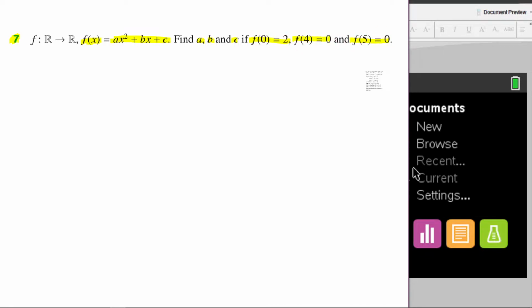Now I'm going to show you two ways of going about this. The first way I'm going to show you is with the CAS calculator, and then I will also show you how to do this by hand. Okay, we're going to first show you how to do it with the CAS calculator.